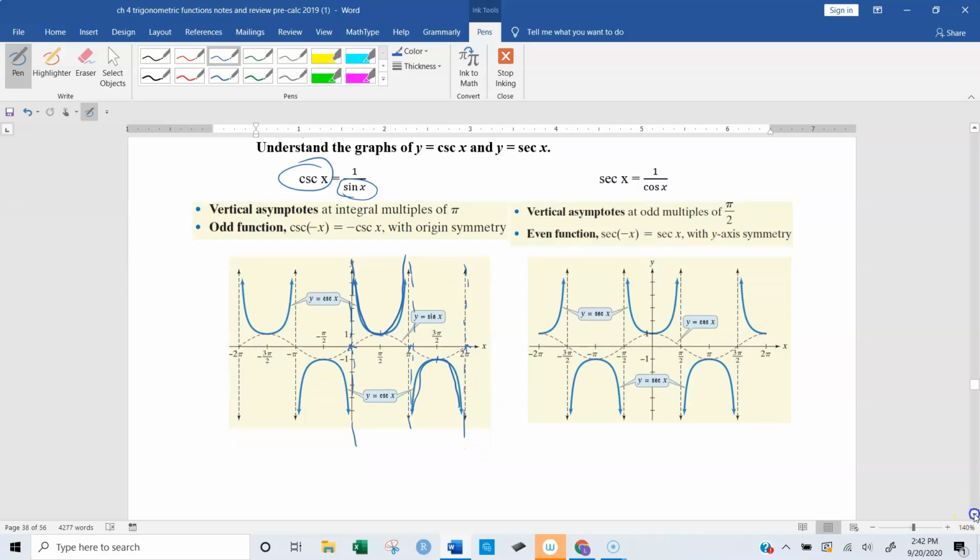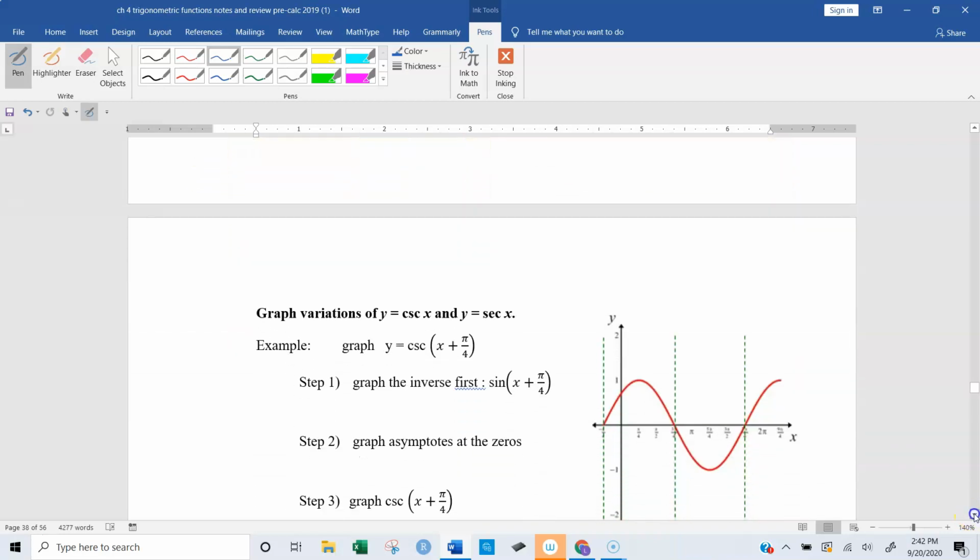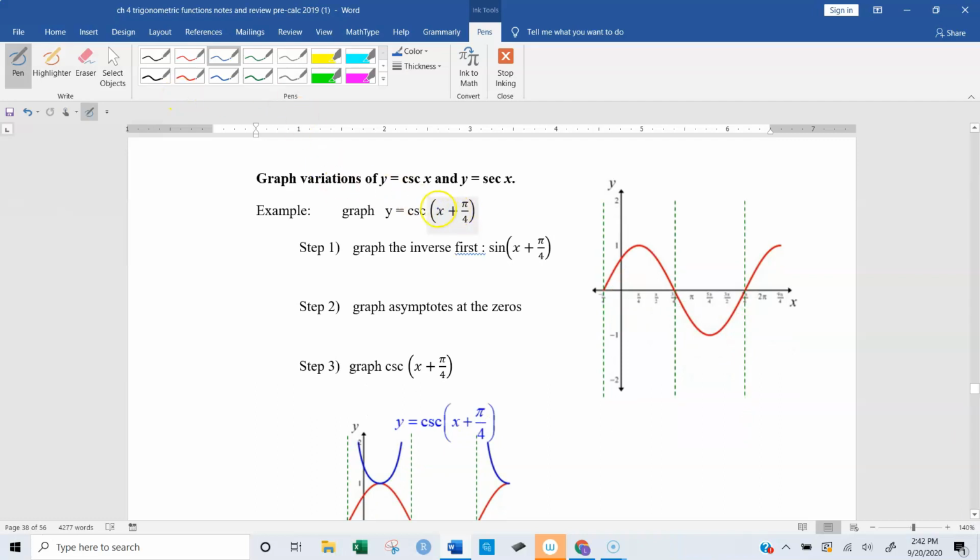Now, let's go down and try one. We do the same thing. We know that this cosecant has a period of 2 pi because it's based off a sine, and it's x plus pi over 4. So the first thing we do is change this from cosecant to sine because we know how to graph the sine wave. We take x plus pi over 4 equals 2 pi. We subtract the pi over 4, so x is now equal to 7 pi over 4.